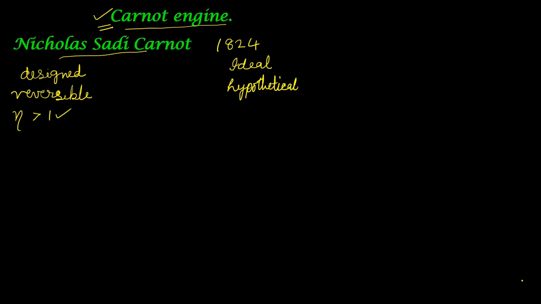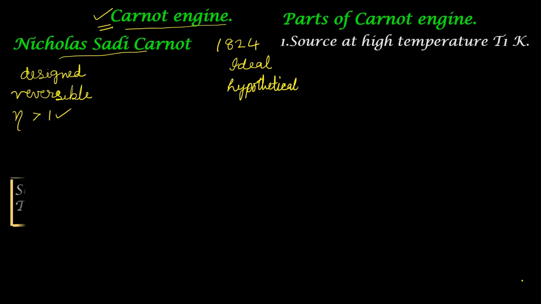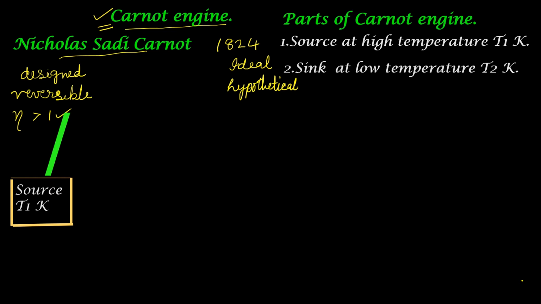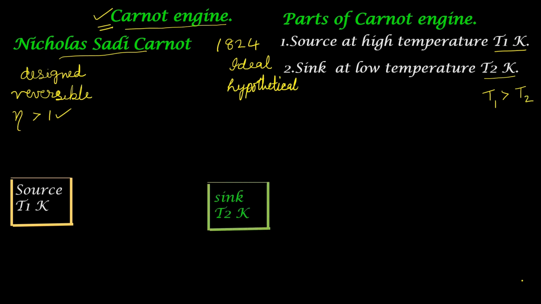We will see the parts of the engine. It has a source which is at very high temperature. Let us mark it as T1 K. This surface is conducting. The second part is the sink at a very low temperature. Let us mark it as T2 K. That means T1 is greater than T2. I will represent the sink.